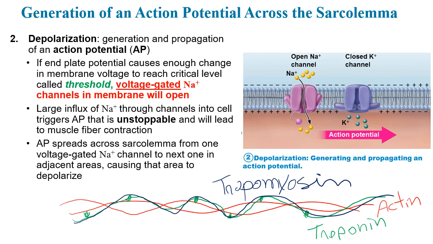Once calcium goes in here, it associates with troponin and it shifts the conformation of that anchor, which is going to expose the binding site here on actin. Okay, it's going to expose it to what? Myosin head. Myosin head is going to attach to it.